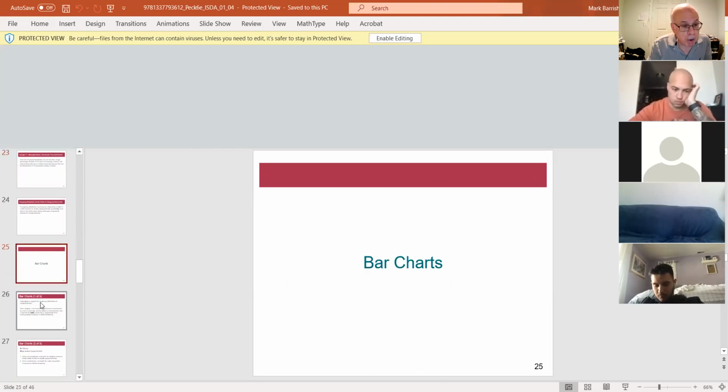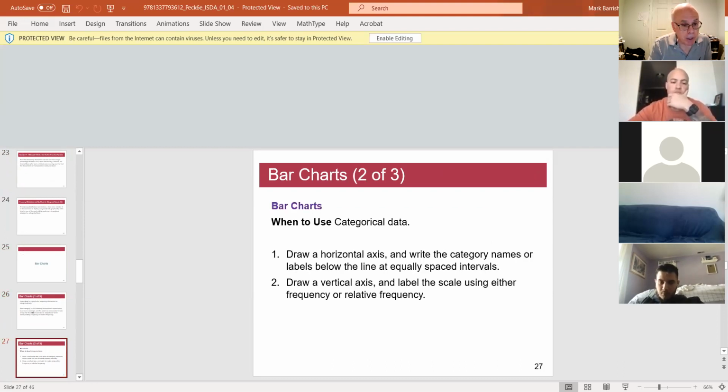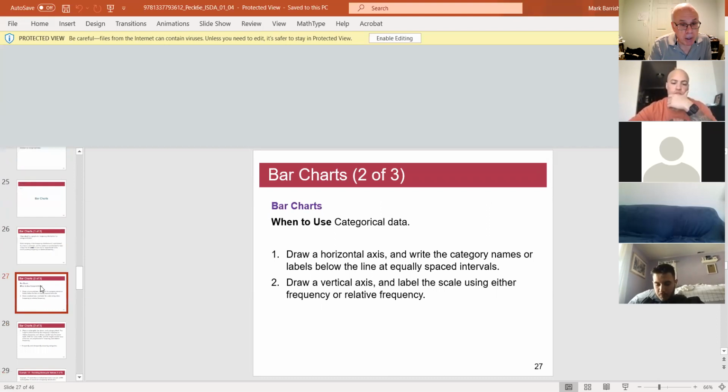Bar charts are one way of expressing a frequency distribution for categorical data. All right, and we'll show you what it looks like. If you were going to do it yourself, you draw a horizontal axis, you write the category names below the axis, and then you have bars where the height of the bar for each category is either the frequency or the relative frequency.